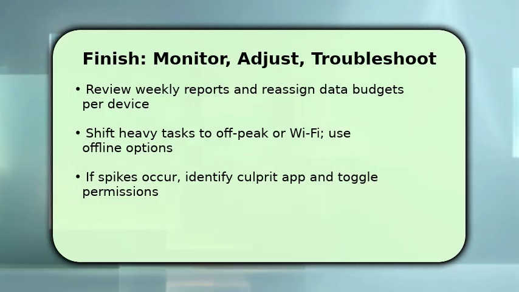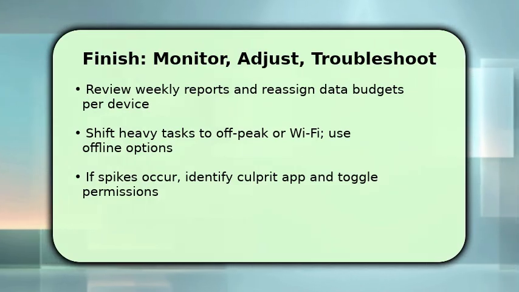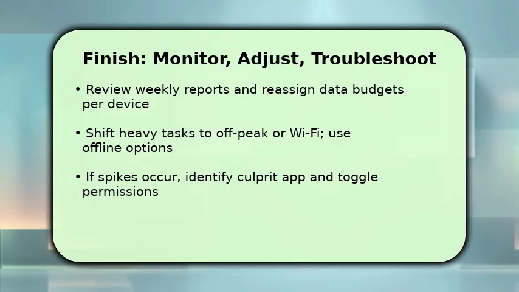If you see sudden spikes, immediately identify the culprit app in the tracker, revoke background permissions, and force stop it. This single troubleshooting tip usually halts runaway usage and restores predictable consumption.